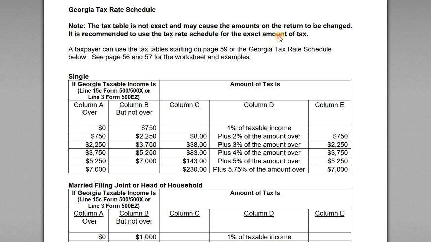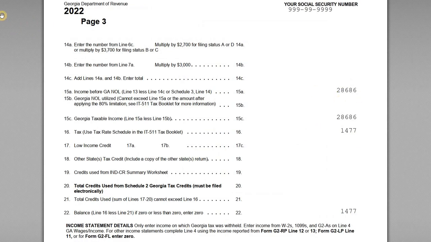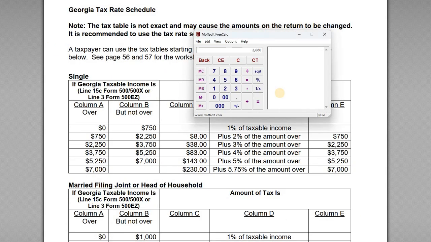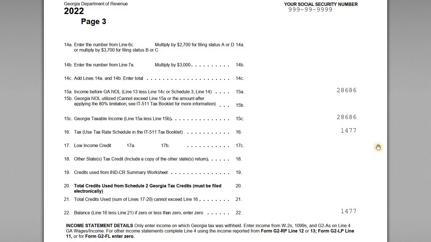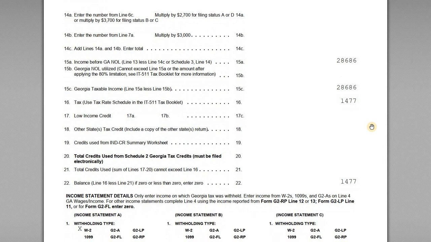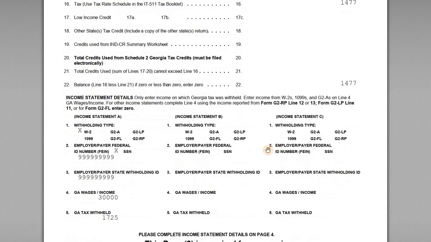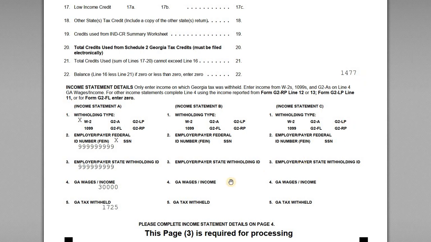So if we get out the calculator here, $28,686 is the amount of income, over the $7,000. So we have $21,686 times 5.75%, and then we add the $230. So the total tax, $1,476, round up to $1,477, and that's the amount of tax that Emily is liable for on this amount of income. Now she doesn't have any credits that are applied there. The amount of withholding we still need to account for.